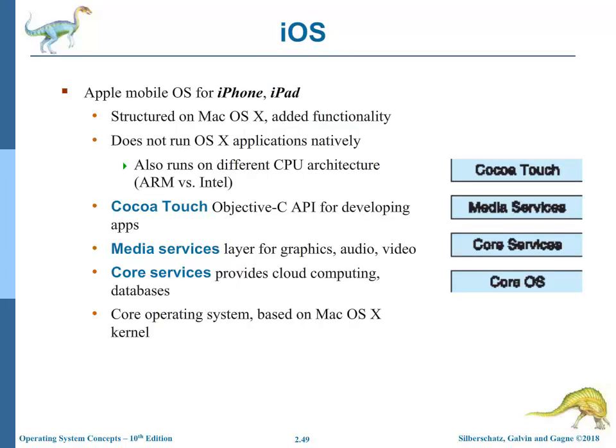macOS is intended for desktop and laptop computer systems, the Macintosh. It is compiled to run on Intel architectures. iOS is designed for mobile devices, the iPhone and iPad. It is compiled for ARM-based architectures. It uses the Cocoa Touch Objective-C API for developing apps. The media services layer handles graphics, audio, and video. Also, the core services layer provides cloud computing and databases.